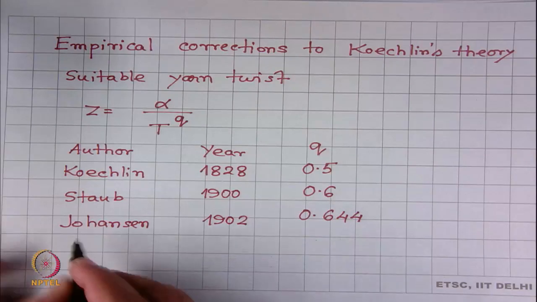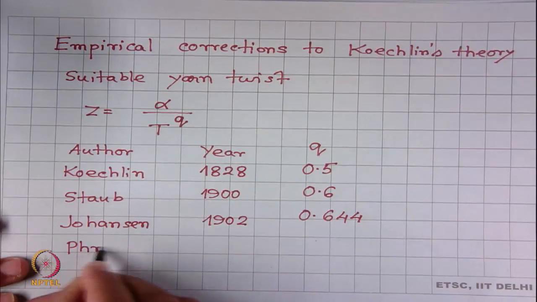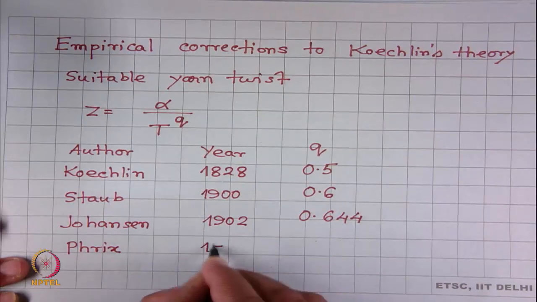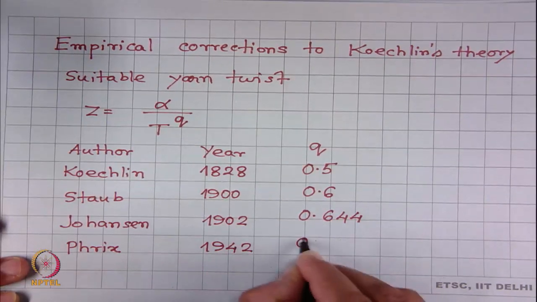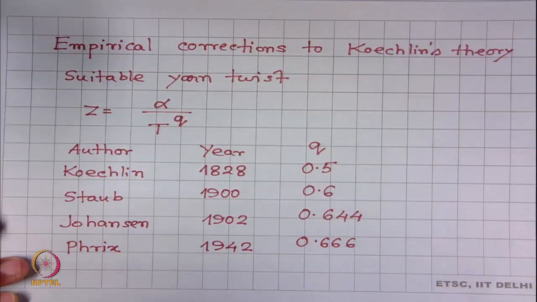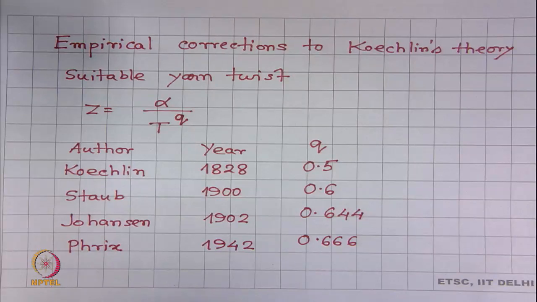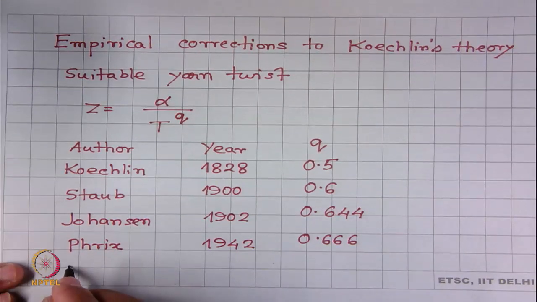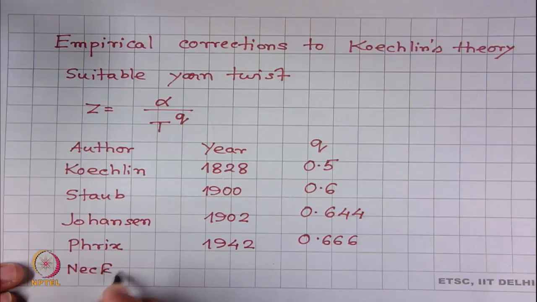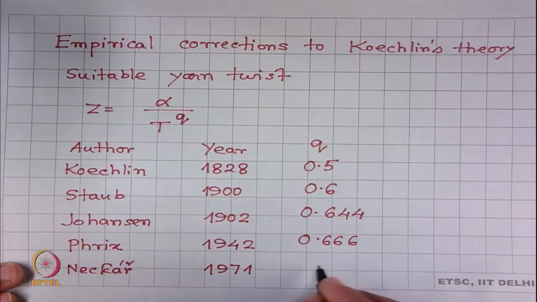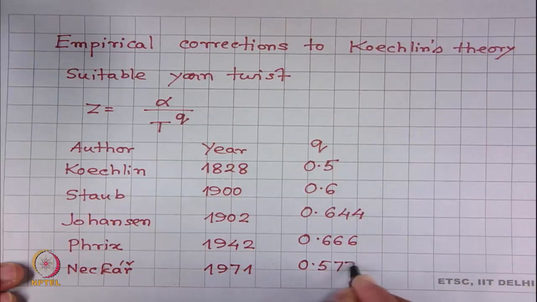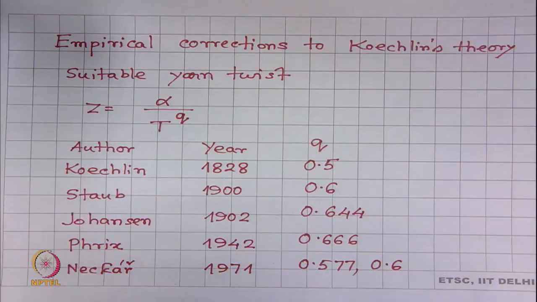Then there were many important ones. Fricks, in 1942, he proposed 2/3. Then Neskers, in 1971, he published a research article where he mentioned the value of q ranging from 0.577, 0.6, like that. So, there were many, we could list 5 here.